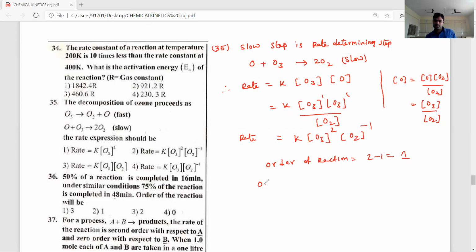and order with respect to O3 is equal to 2, and in the same way the order with respect to O2 is equal to -1. So there is a chance for asking this kind of question also from this data. Okay students, so the correct answer is the second option. The rate expression according to the rate law is rate is equal to K into O3 square into O2 power -1. Okay, let's see next.